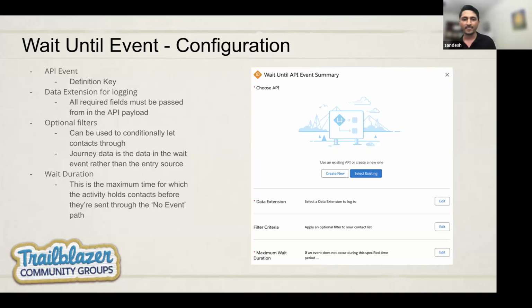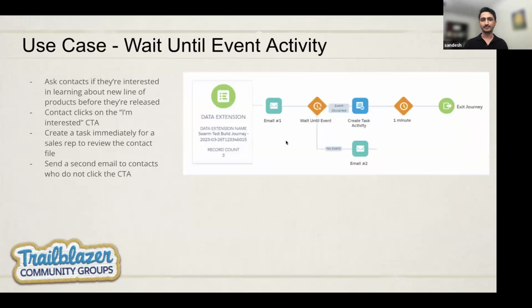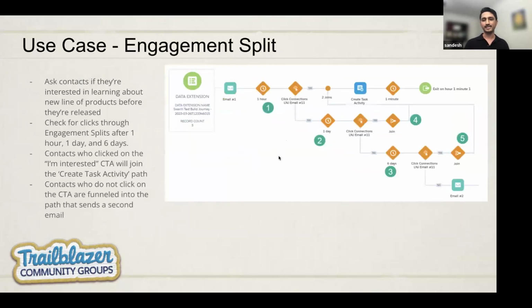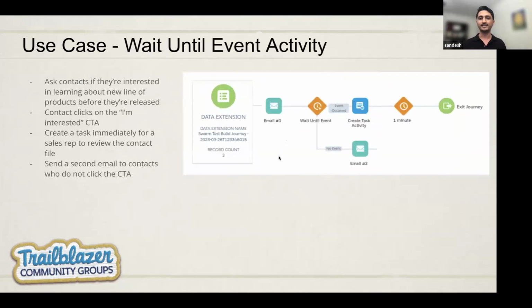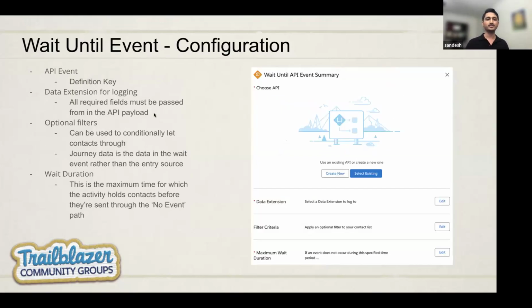All right. Finally, this activity is a little complex, more complex than engagement split, right? Engagement split, all you need to do is set up those 2 paths. But in wait until event, you need to configure a bunch of things beforehand. There are 4 major categories or configuration variables in the activity builder. The first one is an API event. So this is the brains of the activity. This is what receives the API calls from an external system.